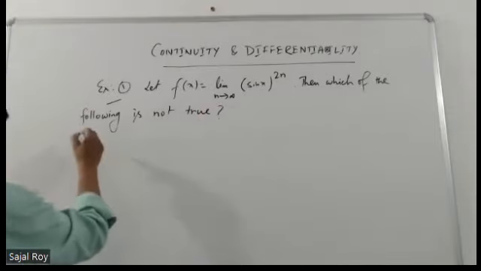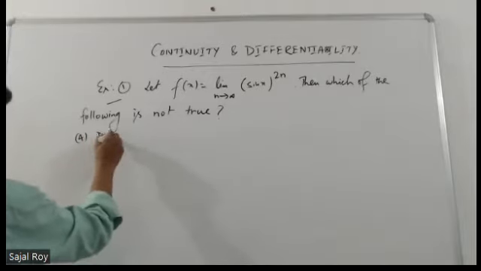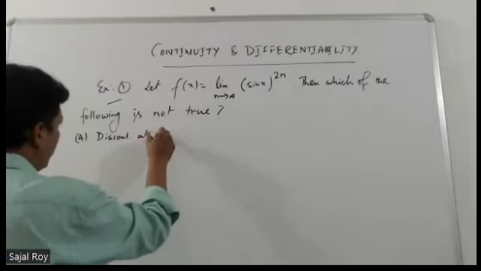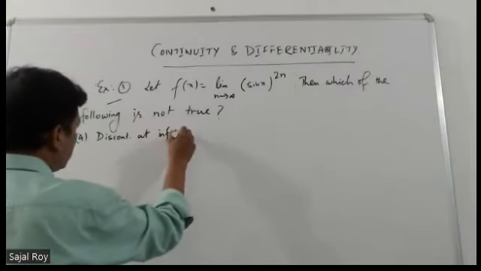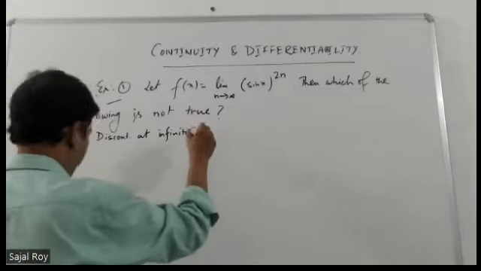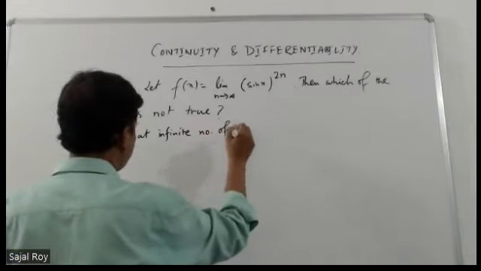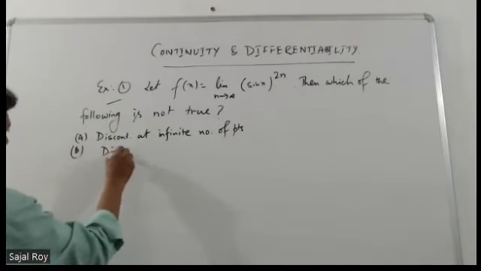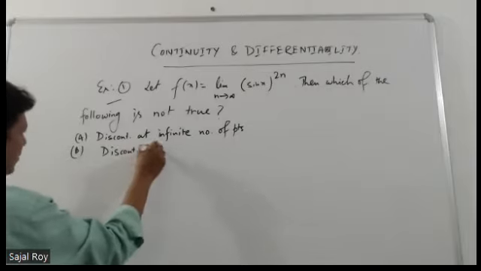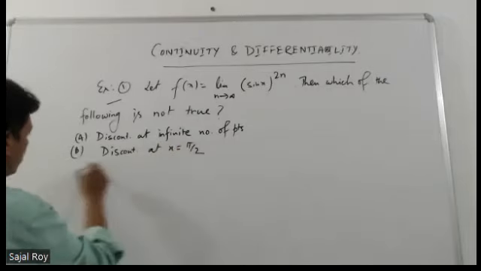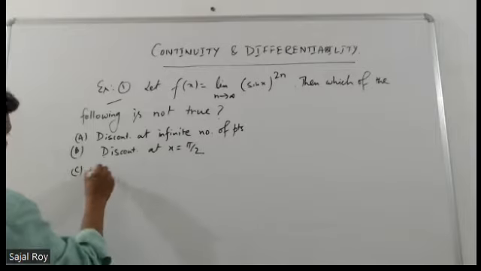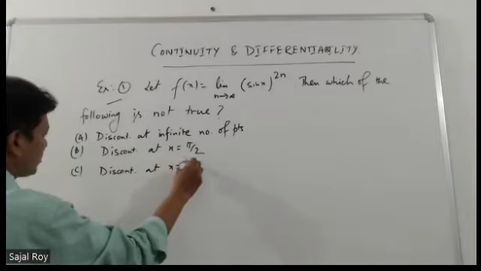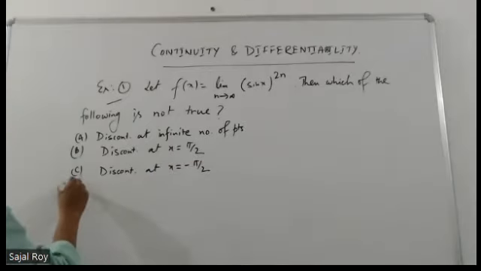Option A, discontinuous at infinite number of points. Option B, discontinuous at x equal to pi by 2. C, discontinuous at x equal to minus pi by 2. And option D, none of these.